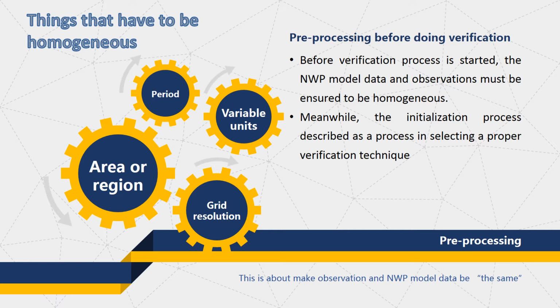This aspect is important if we want to do quantitative verification. Homogeneous grid resolution is a must because in quantitative verification, both model and observation data will be analyzed in every grid. The fourth is variable unit. We also must ensure that the variable units of model and observation data are the same.